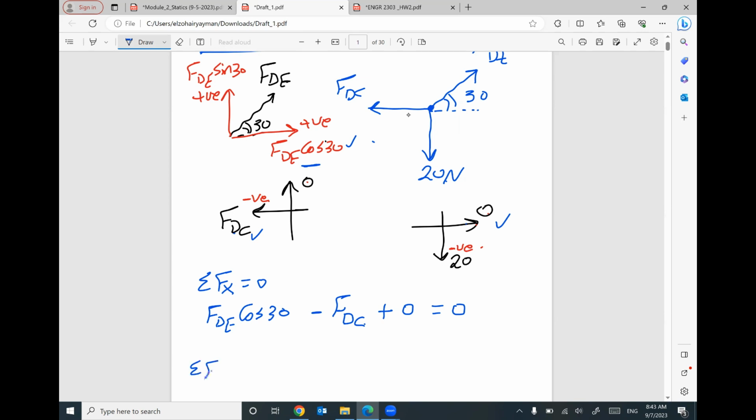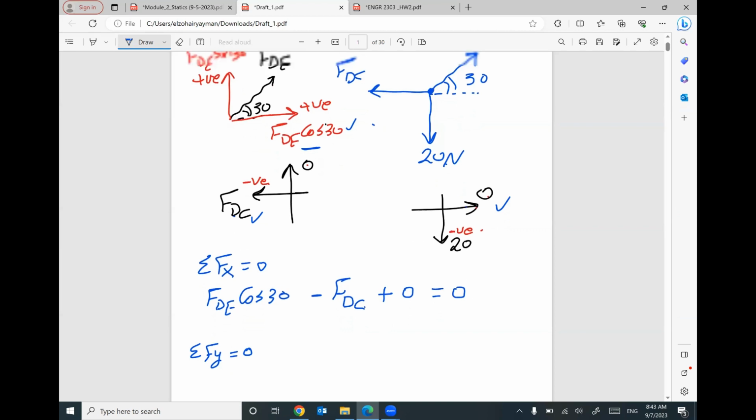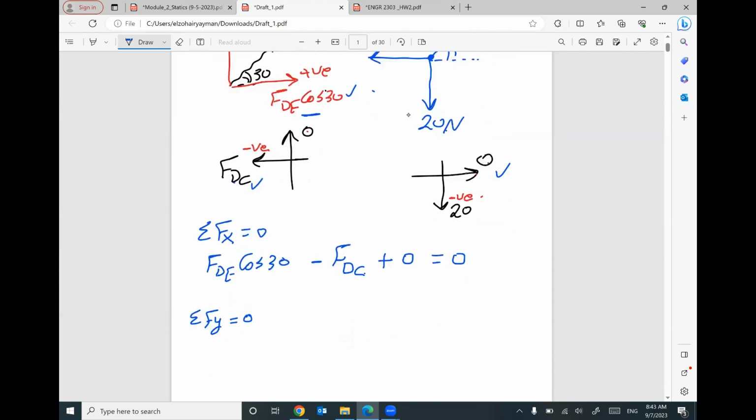Summation of all Y components equals 0. So we have FDE sine 30, we have the 0, this one, and we have negative 20, equals 0. I forgot, this is not theta. This one is sine 30.